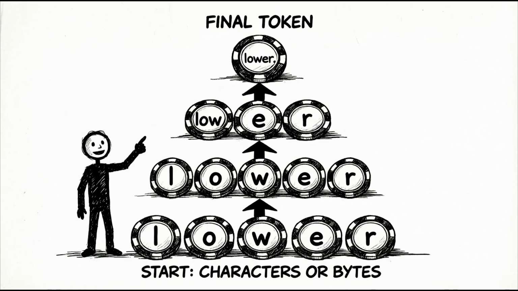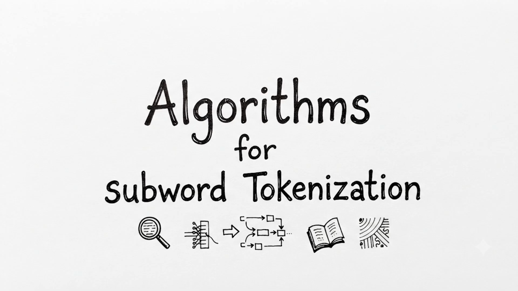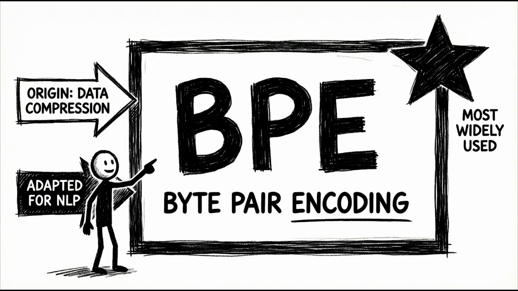The starting point is always the smallest possible unit, individual characters, or in some cases, raw bytes. From there, different algorithms take different approaches. Let's look at 3 different algorithms used for subword tokenization. The most widely used algorithm is the Byte Pair Encoding or BPE. It was originally a data compression technique, later adapted for NLP.